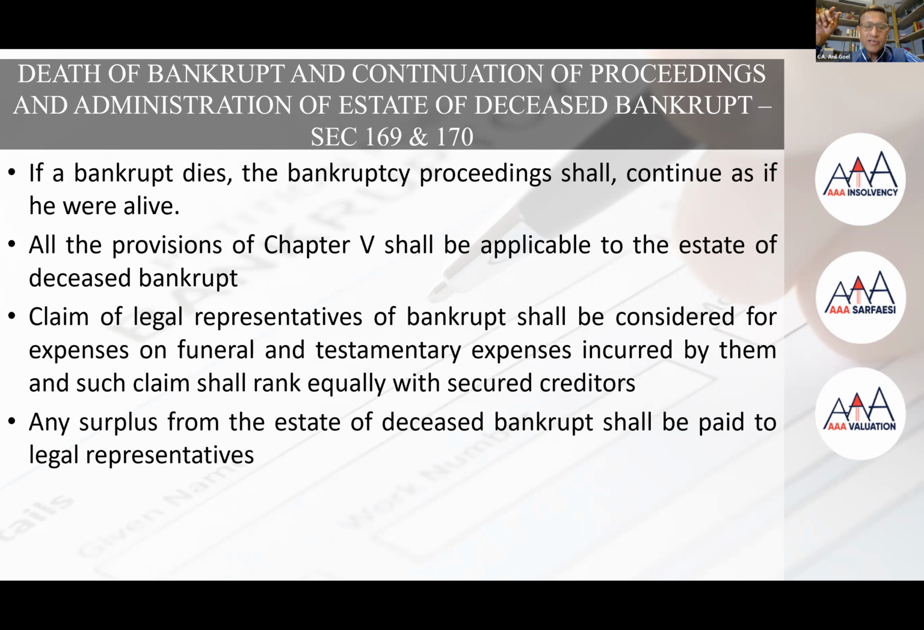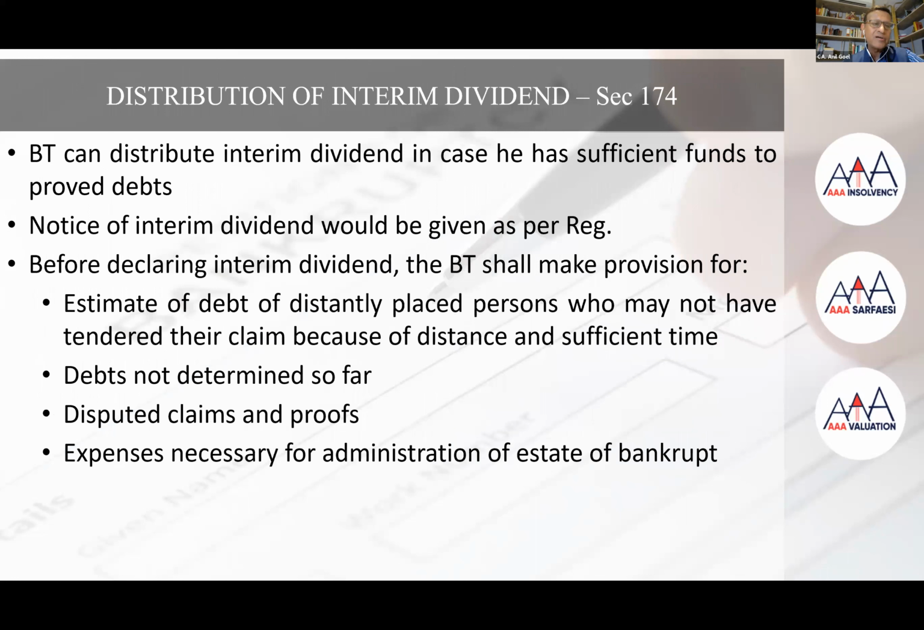Any surplus from the estate of the deceased bankrupt shall be paid to the legal representatives. But the legal representatives would not be liable to pay; only the estate of the bankrupt would be liable to be used for the bankruptcy debts. The legal representatives' personal assets would not be used for payment of bankruptcy debts. The only loss to them is that they would not inherit that property in case it is used for payment of bankruptcy debts.